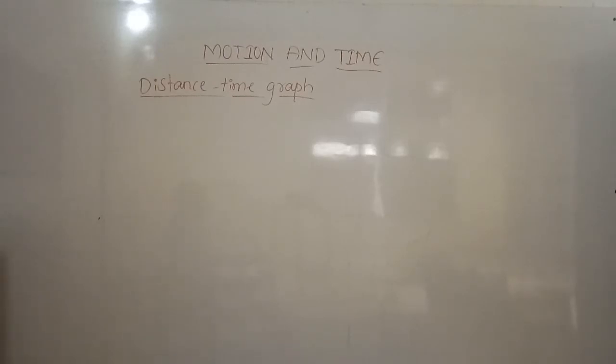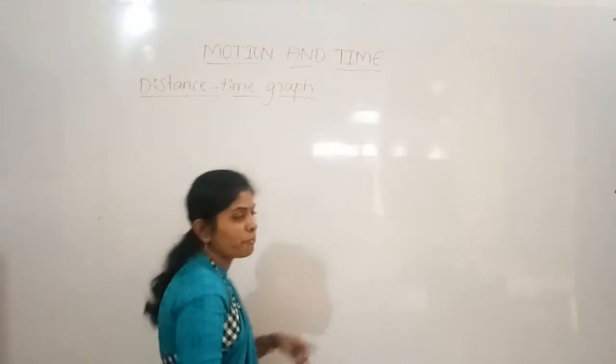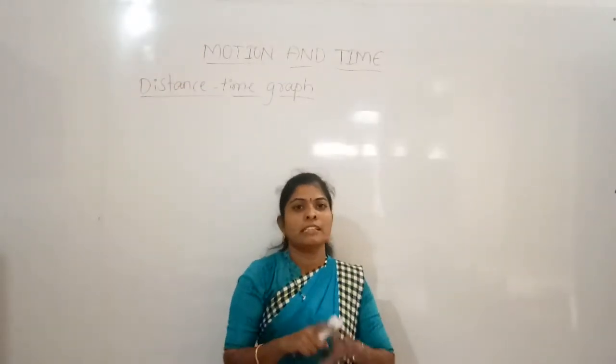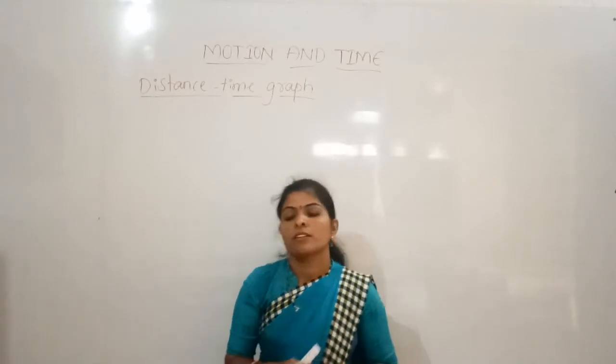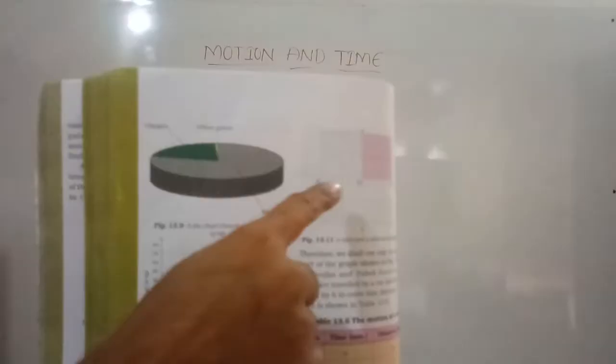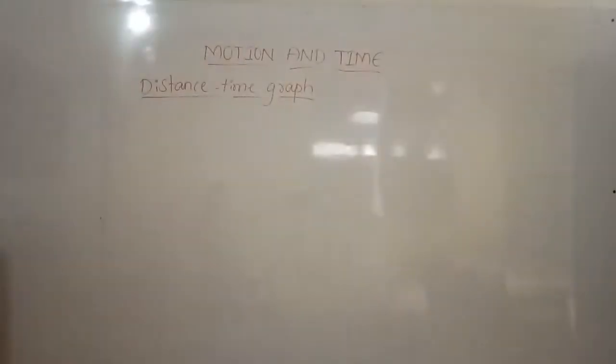You might have seen the graph paper. A graph means you always have to draw on graph sheets. It is given in your textbook also, you can see, and you have even seen this. This is the graph paper, right? So whenever we want to draw a graph, we have to draw it on graph paper.